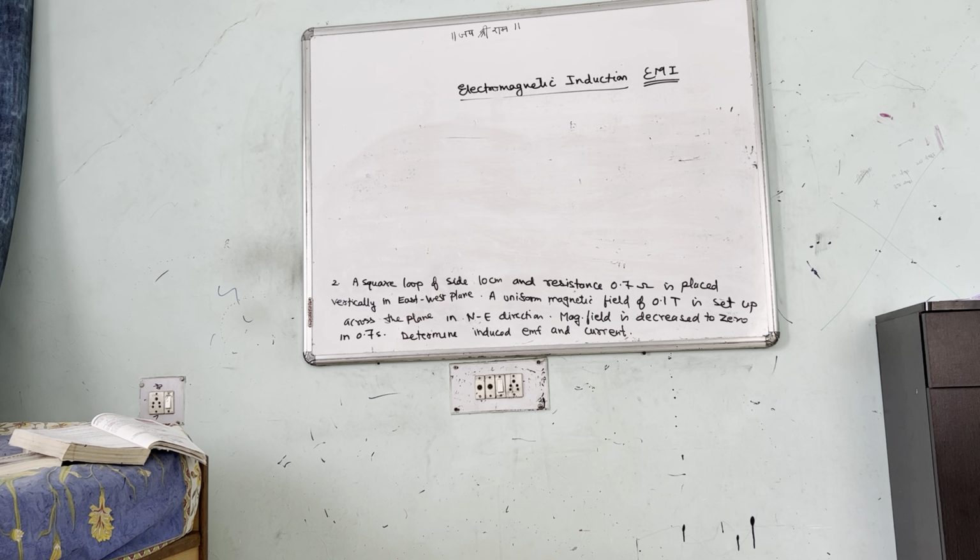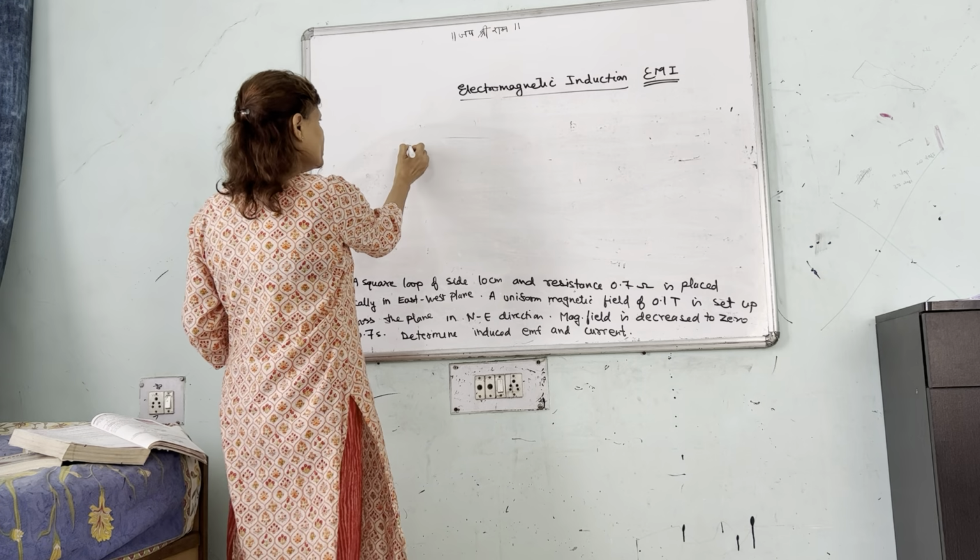It is placed in vertical east-west plane, and now afterwards it is northeast. So accordingly you have to consider theta. East-west and northeast means 45 degrees theta. Magnetic field is given as 0.1 Tesla. This will give you phi 1. Phi 2 here again is 0 because it is decreased to 0 and time is given.